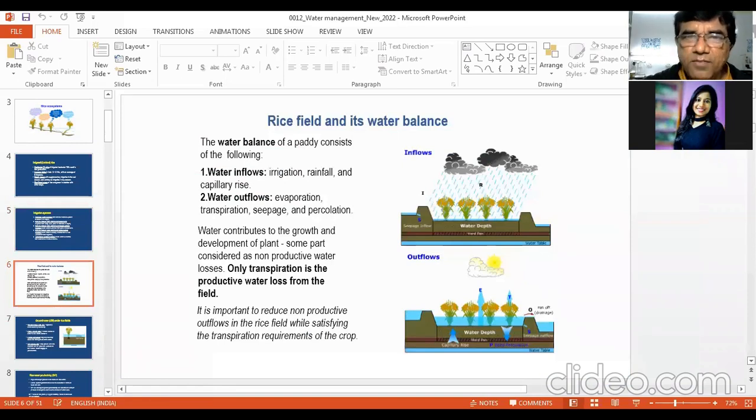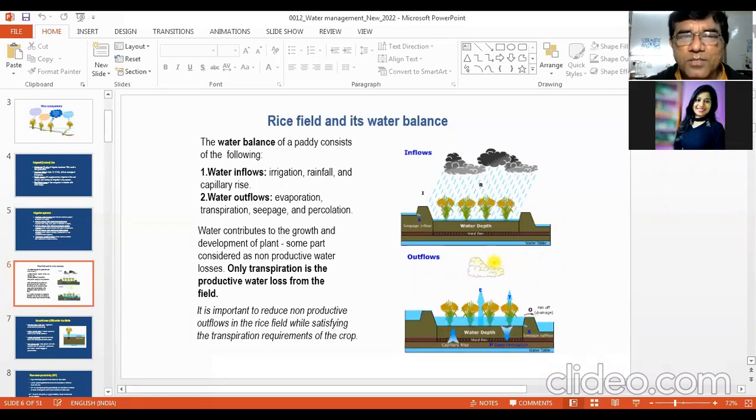Now see rice field and water balance. So what are the inputs and outputs in the rice field? Balance means how much water is coming and how much is getting lost. So water inflows, how water comes to rice fields, that is by irrigation, rainfall, and capillary rise. In many places, capillary rise has become very, very important. In upland rice, there is no contribution of capillary rise, but in lowland areas, many times this capillary rise contributes to significant water requirement of rice.